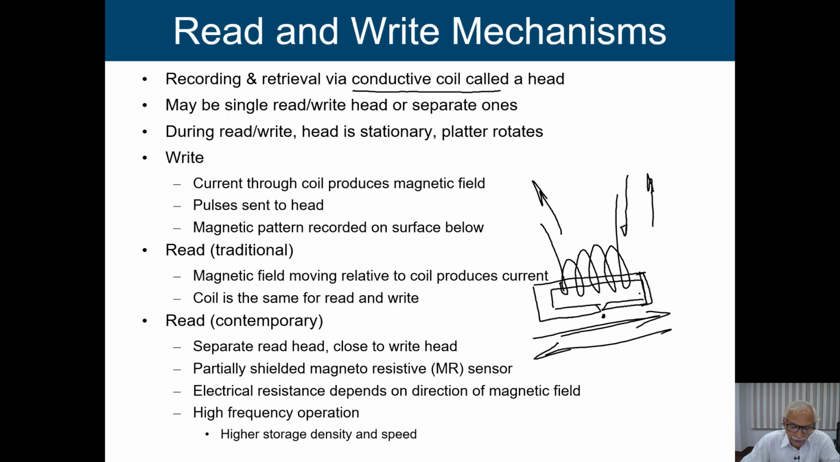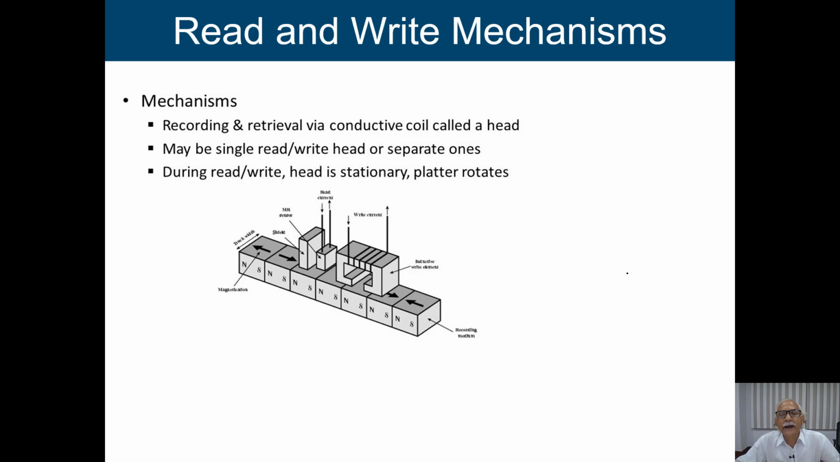In the case of write, we pass current through this coil, it generates a pulse, and it records this magnetic pattern. In the case of read, the magnetic field moves relative to the coil. The coil is the same for read and write, or in contemporary disks we have separate read and write heads. So this is the way we perform the read and write operations.